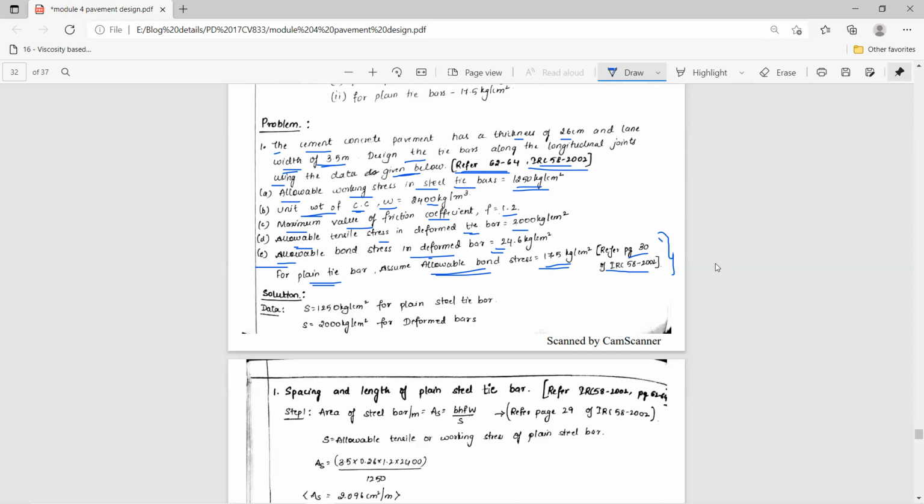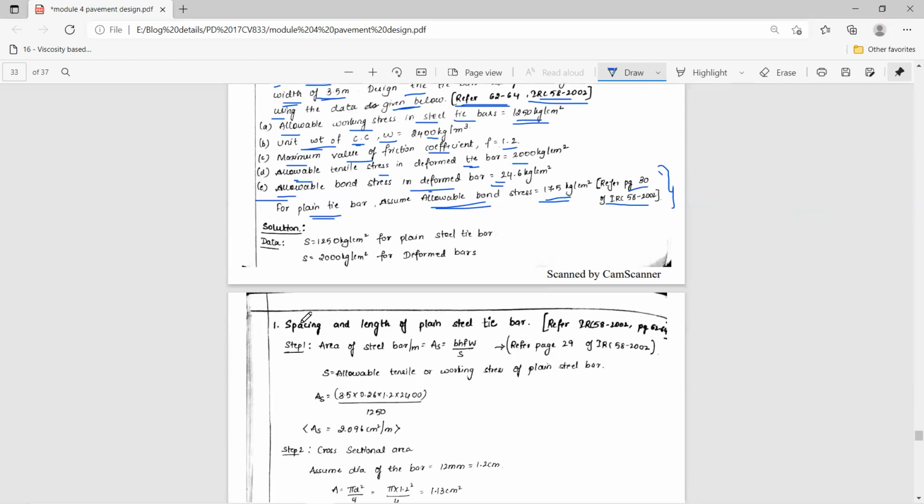Here we have to solve for two types of tie bar. One is a plain steel bar and the second one is a deformed tie bar. Deformed bar means you can observe projections on the steel bars. If you have projections on the steel bars, we say it is a deformed bar. Now let us see the solution. First we have to work out for plain steel tie bar, then we have to work out for deformed steel tie bar.